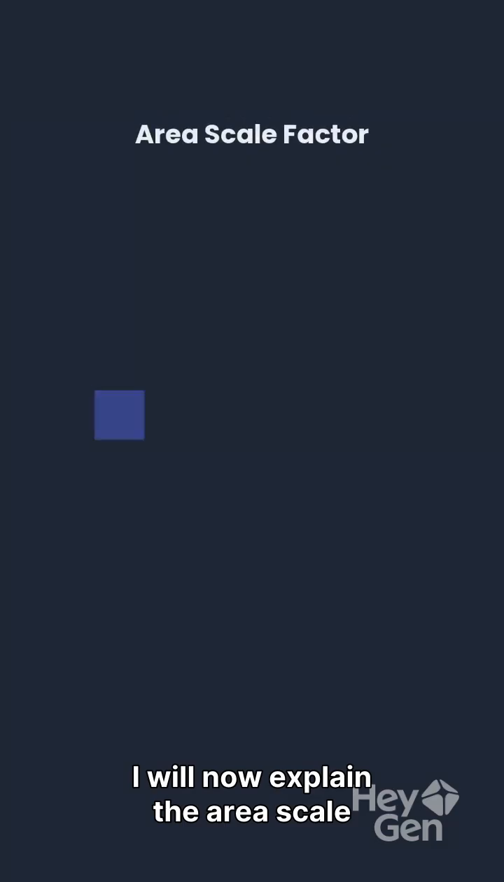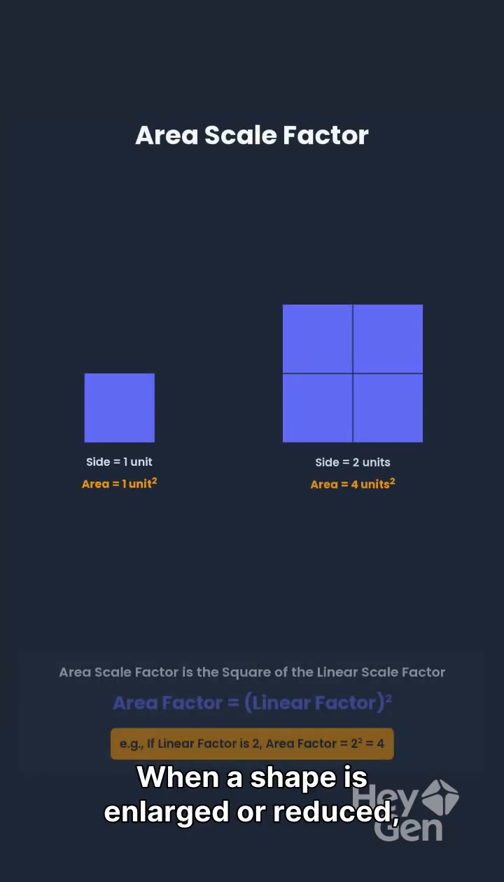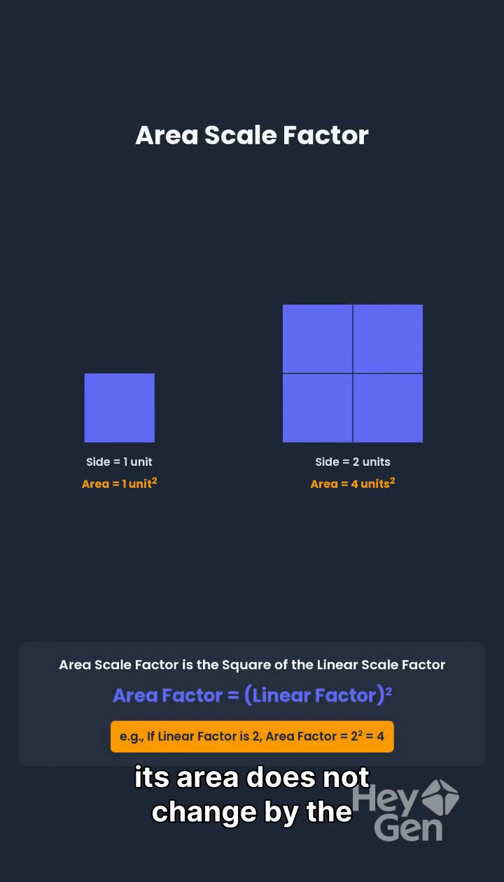I will now explain the area scale factor. When a shape is enlarged or reduced, its area does not change by the same scale factor as its sides. Instead, the area scale factor is the square of the linear scale factor. For example, if the linear scale factor is 2, the area scale factor becomes 4.